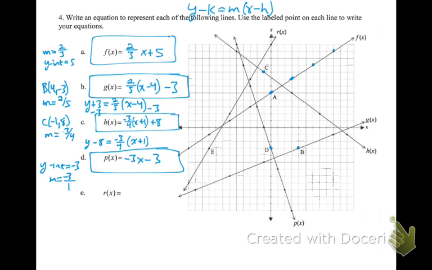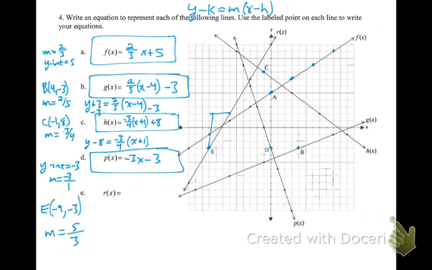Lastly, let's look at r of x. R of x looks like it goes through point E, which is not on the y-axis. This one does have a nice y-intercept, but we're going to use point E just as practice. Okay. So you could write this in slope-intercept form because there is a point on the y-axis, but we're going to use point E, which is located at -9, -3. And looking at the graph, it's a positive slope going up to the right, so it's going up 1, 2, 3, 4, 5 over 3.